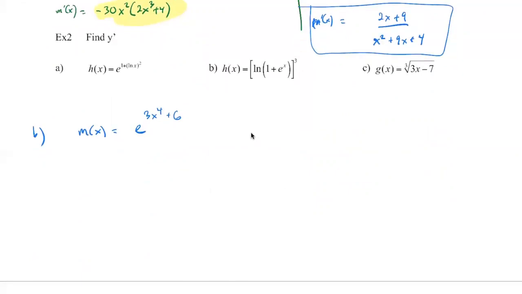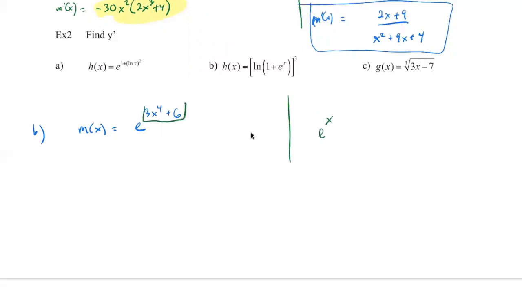So how do we know where we apply the chain rule versus where we don't? In this case, it's a composite function because it's not as simple as e to the x. If it's just e to the x, the derivative is just e to the x. This is e to the 3x to the 4th plus 6, so the input of the e function is being modified to 3x to the 4th plus 6. This is when we recognize that we have to multiply by the derivative of the inside function, or apply the chain rule.